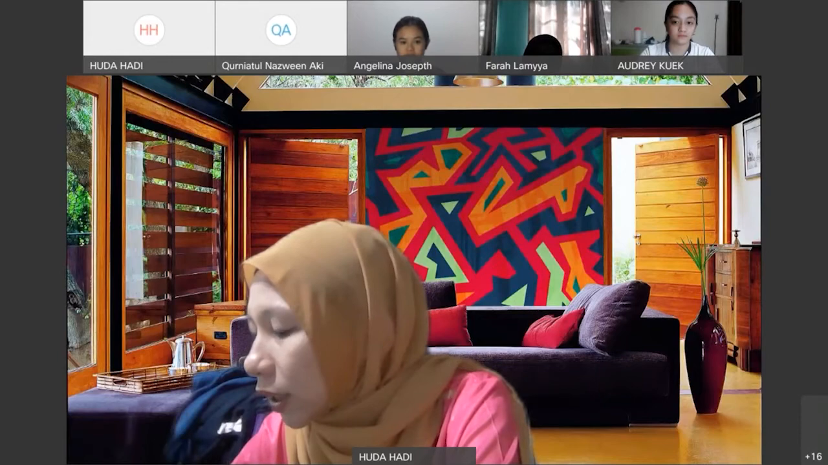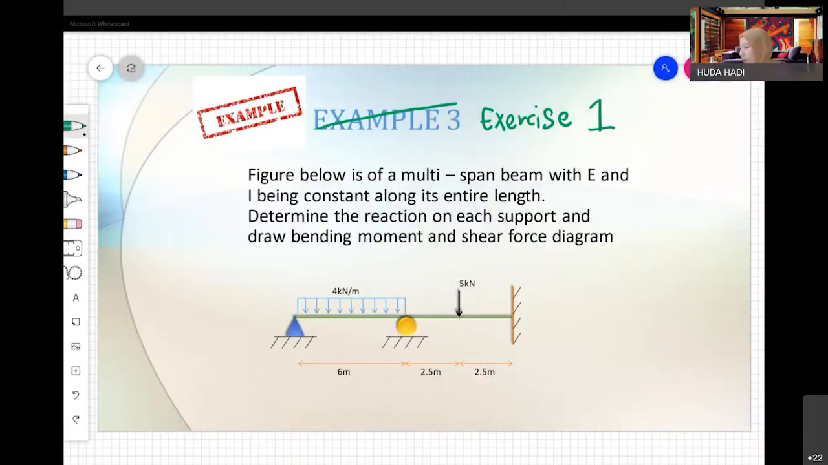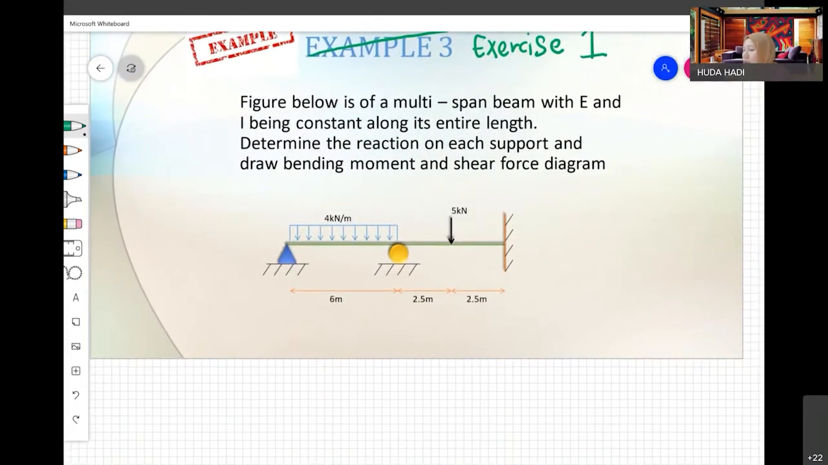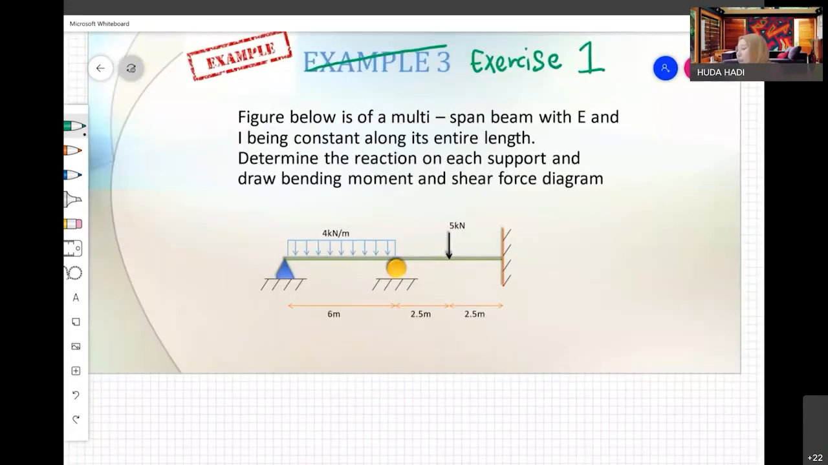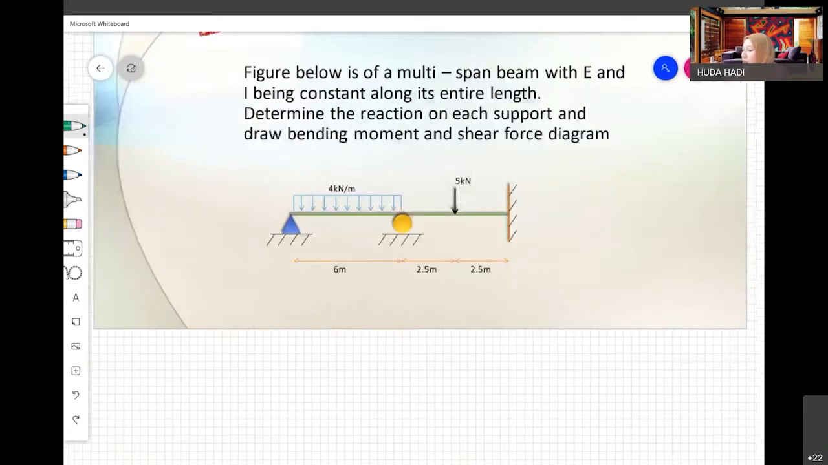Kita buat latihan sama-sama. This one for exercise 1, you can refer to the handout last week, ada exercise ni dalam that handout. So kita buat sama-sama on this question. Figure below is a multi-span beam with E and I being constant along its entire length. Determine the reaction on each support and draw bending moment and shear force diagram. So you look at the figure, then you tengoklah dia punya support and loading dia.